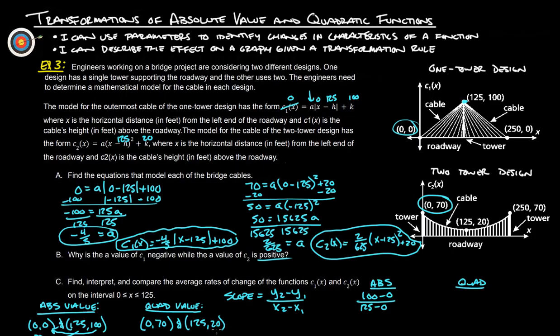And then for our quadratic, we can do the same. Well, let's simplify the first one first. That's 100 over 125, which is 4/5. So there's the slope of this one. It goes up 4 over 5. For the quadratic, we'll do the same thing: 20 minus 70 over 125 minus 0. So 20 minus 70 is negative 50 over 125, which simplifies down to negative 2 over 5 if we divide both of those by 25.